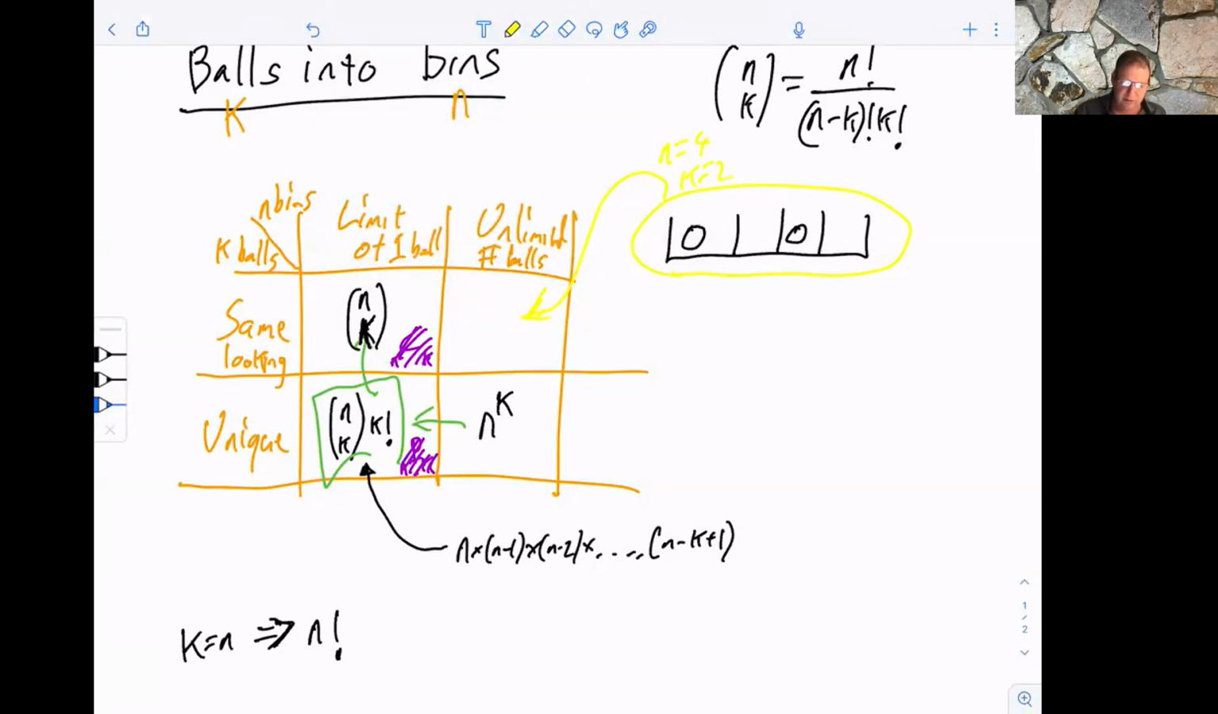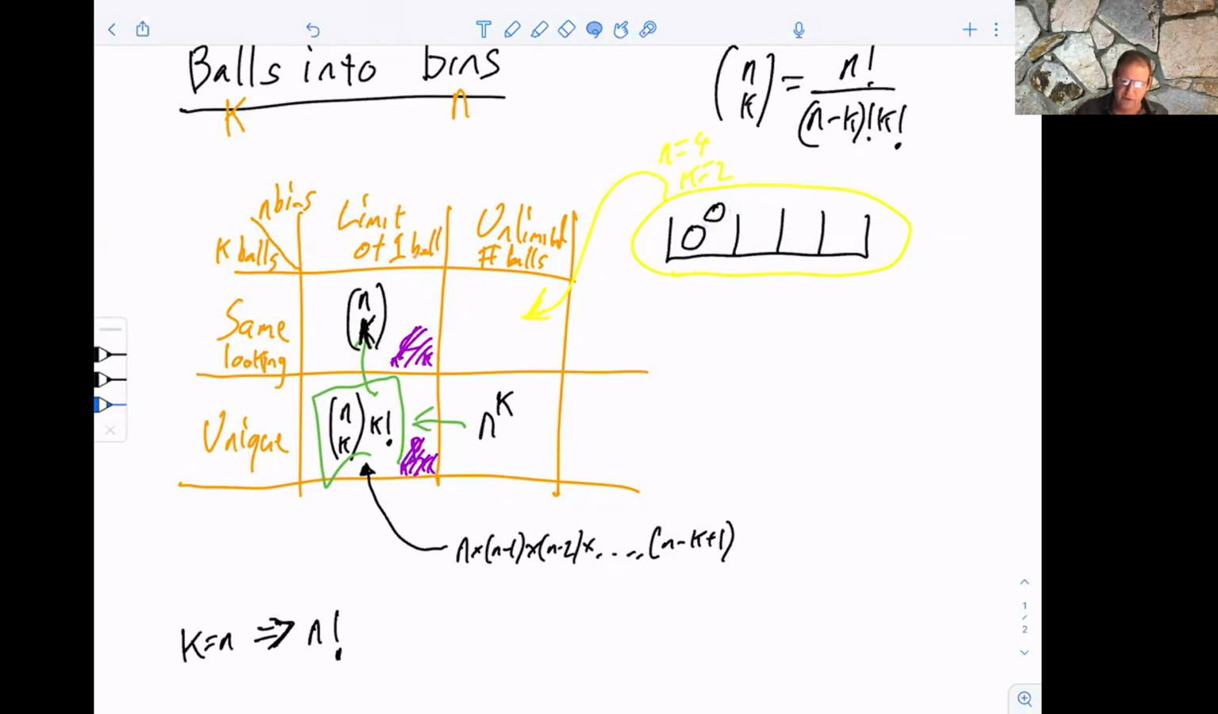But of course, there's others, right? I can take this ball here and move it here. That's a different configuration, or I can move it here. But the thing is, I can even move it here. That's also a valid configuration, right? I mean, all these are valid configurations. So we've got all these valid configurations.